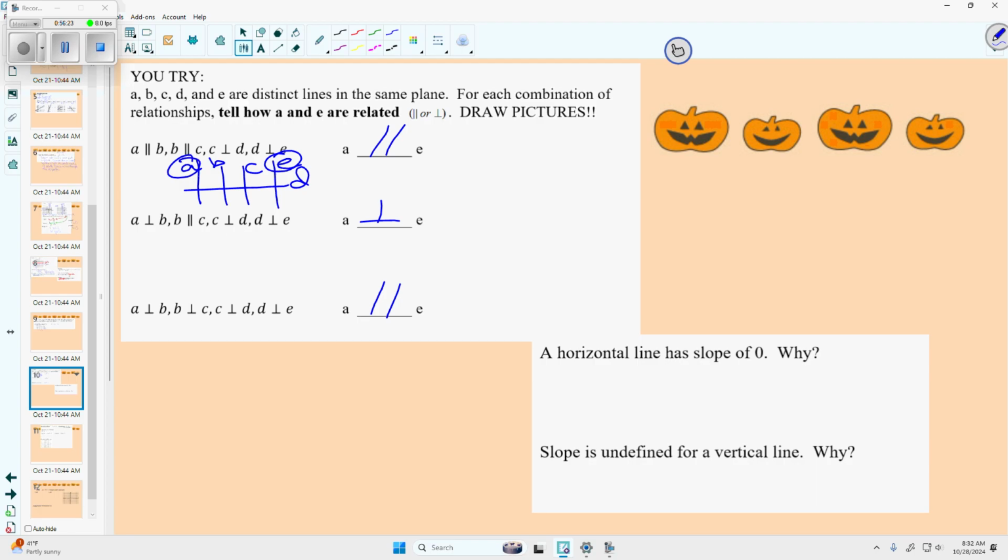All right, the last two, horizontal line has a slope of 0. Why? What do we divide for slope? You divide the y's on top, yes? So your rise over your run. Why would horizontal have a slope of 0? Because your y is 0. 0 divided by a number is 0. Okay, what about undefined for vertical? X is 0. You can't divide by 0.